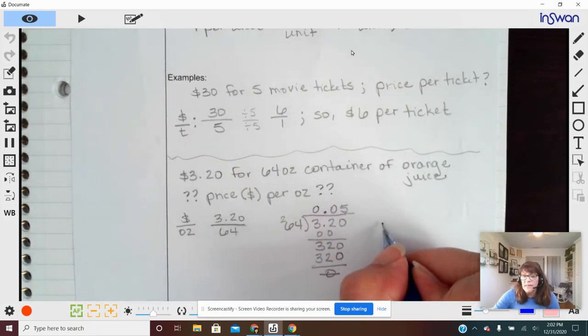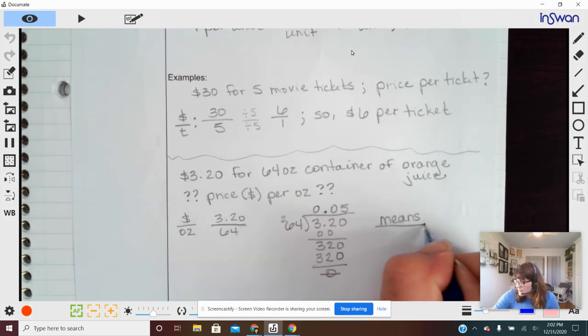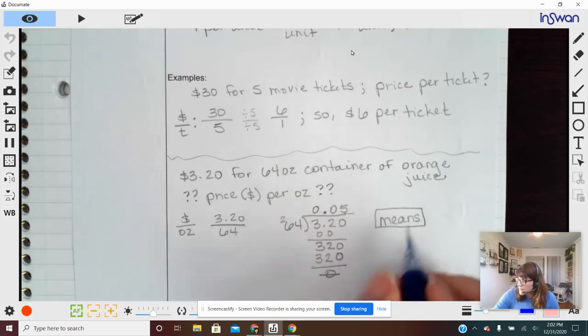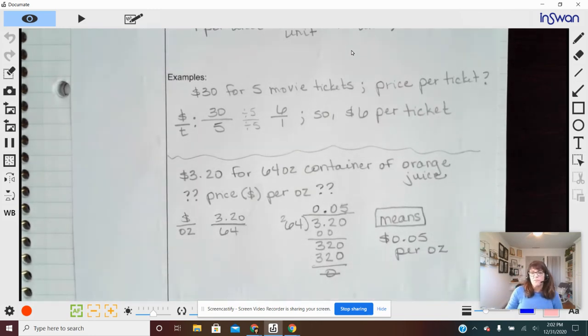So what this means is 5 cents per ounce. That container of juice costs a nickel for every ounce that we drink.